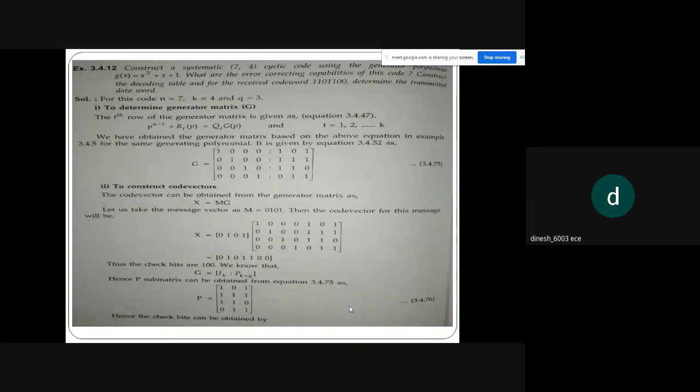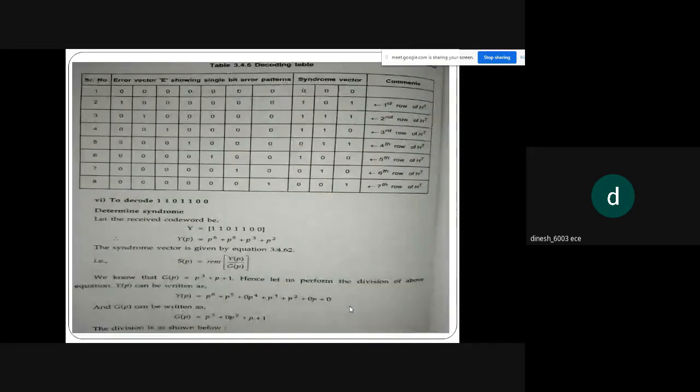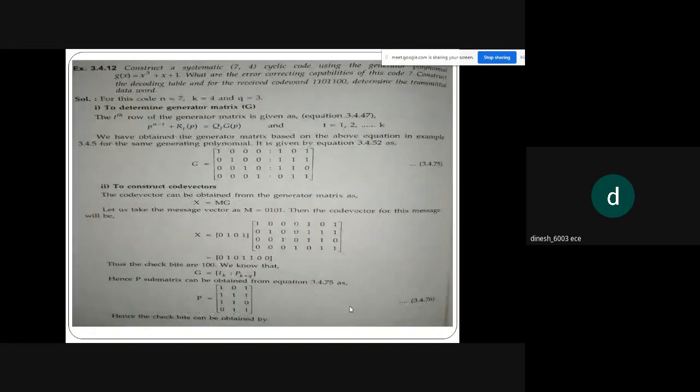We had constructed the decoding table. We had found the error correcting capability by error detection: two errors can be detected, one error can be corrected. So what is the error bit we found? We found that the first bit is in error, and we corrected it also. So the transmitted data word which we needed to determine, we found it too: X is equal to 0 1 0 1 1 0 0. So this is your solution for this problem.